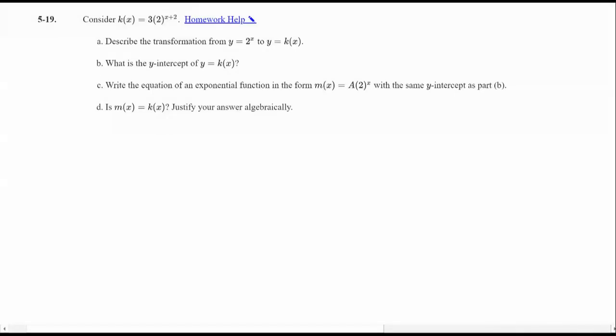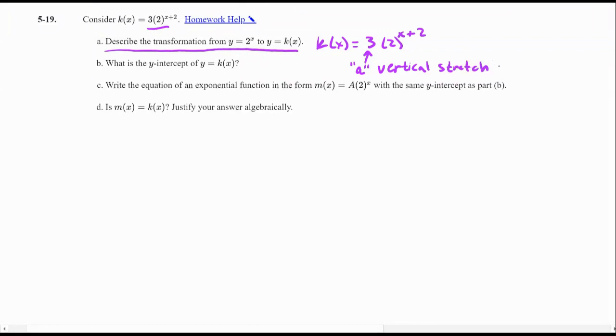You're asked to consider k of x, which is an exponential function. The first thing we're asked to do is to describe the transformations from the parent function. And when we're dealing with this one here, I can see there are two transformations because we have 2 to the power of x, then we have this 3 that's being multiplied in the front, which is what we call an a value, which in this case is a vertical stretch because it's a number that's greater than 1 by a factor of 3.